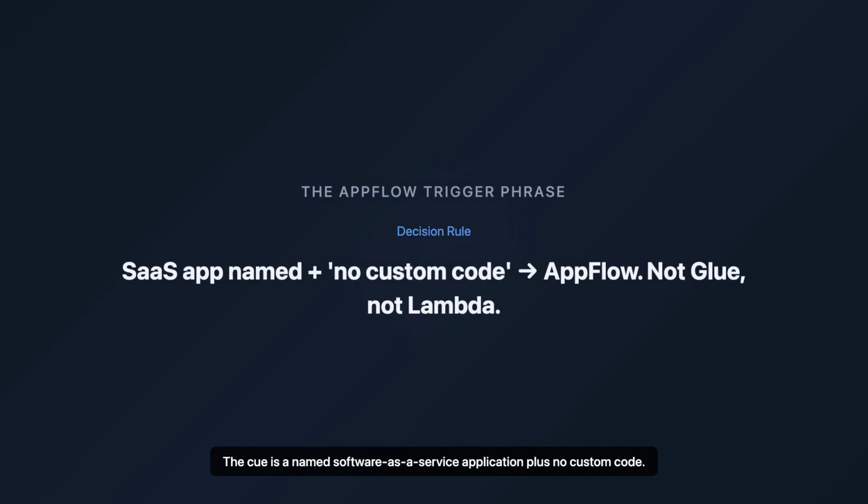The cue is a named software-as-a-service application plus no custom code. When you see both together, AppFlow wins over Glue and Lambda every time. A common pattern is pulling Salesforce objects into S3 as Parquet files, with daily incrementals and zero Glue code in between.